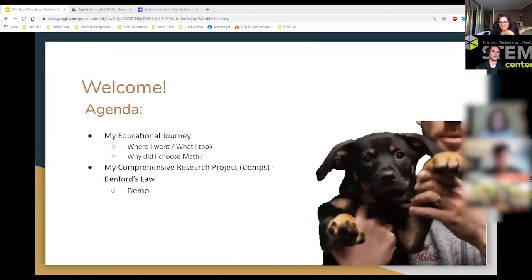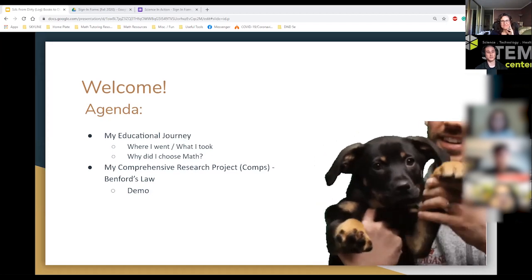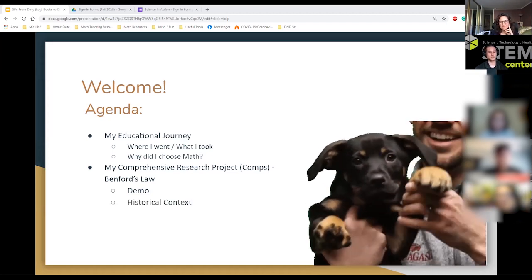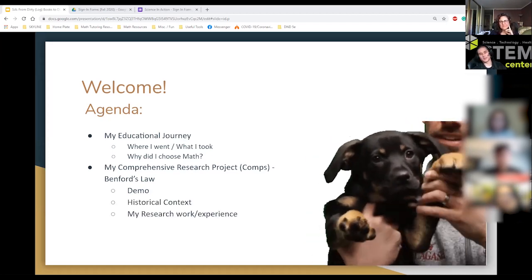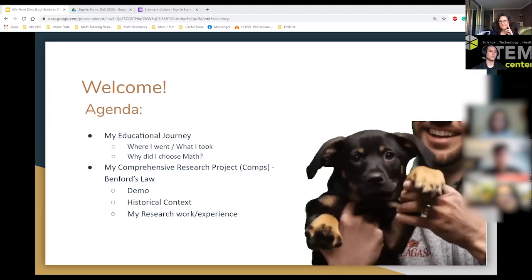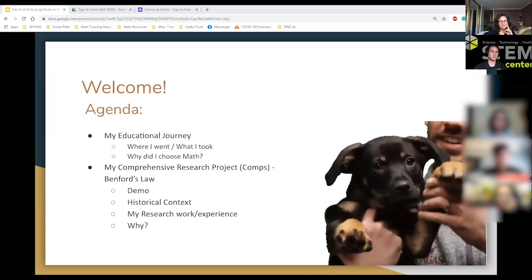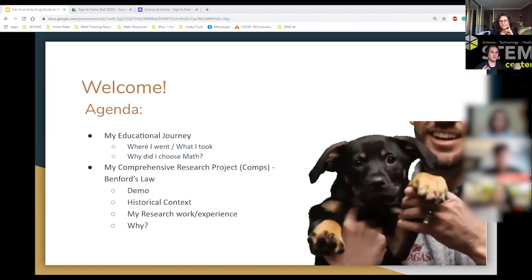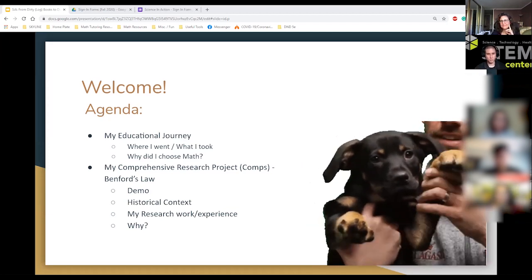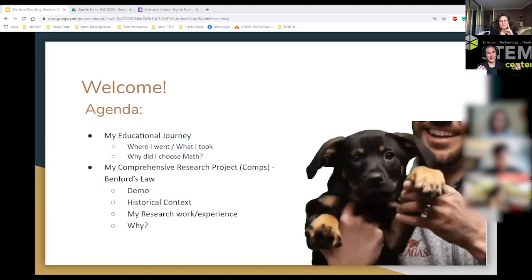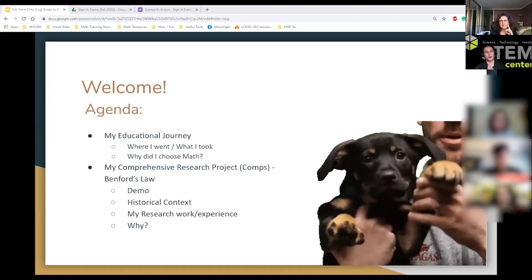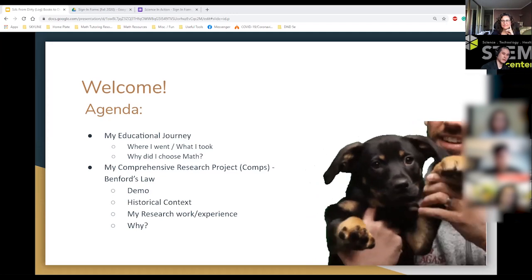In that conversation, we're going to start off with a demonstration, provide some historical context, and then I'm going to dive into my research work and my experience with that, and then ultimately address the question of why. Why is this important? Why am I wanting to talk about this with you at this time? And so let's just get right into it.